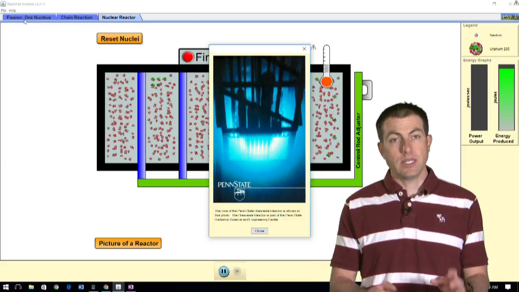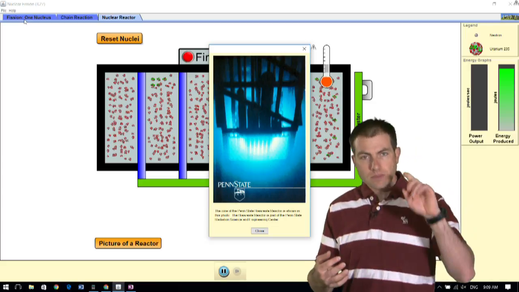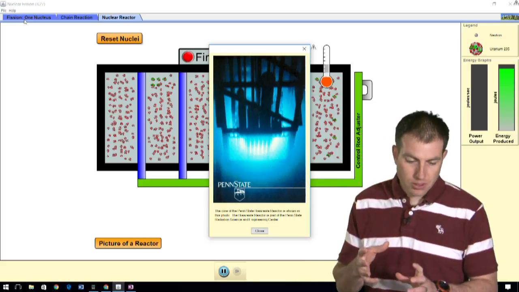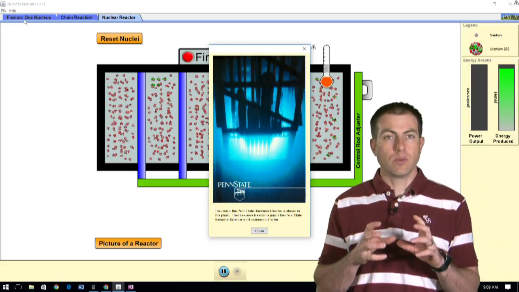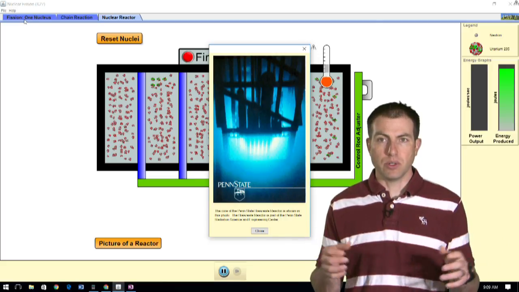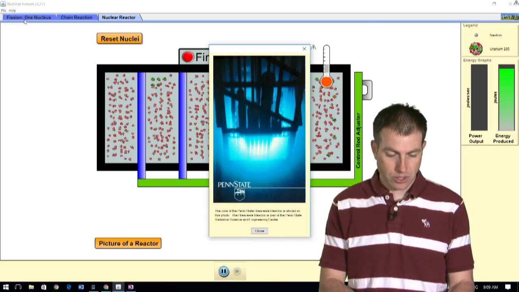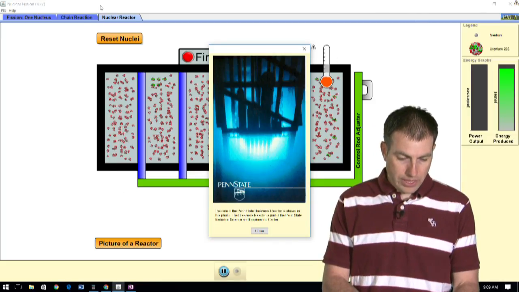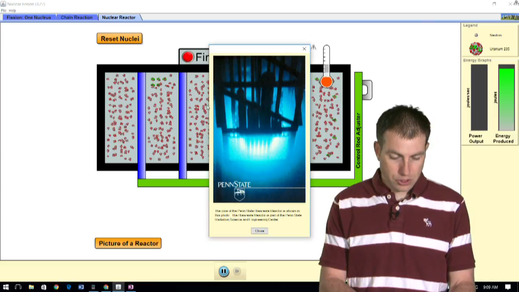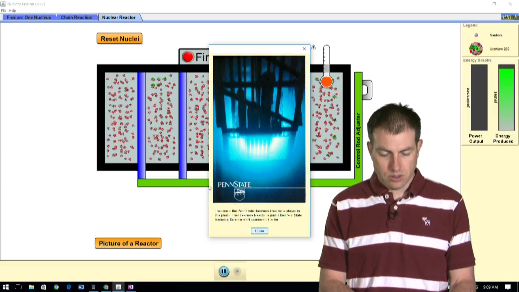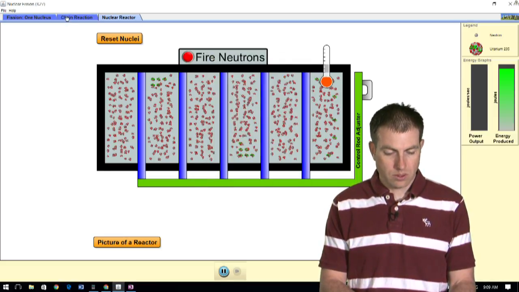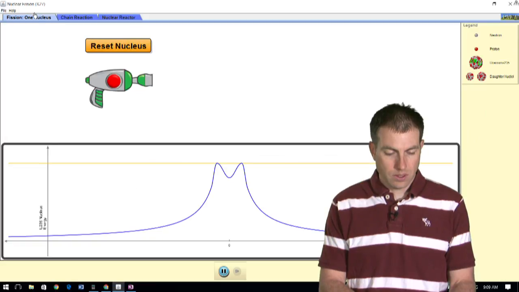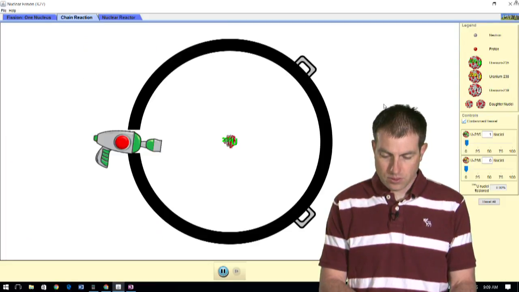So those are the ideas. Chain reactions: a neutron is absorbed, things break apart, it creates 3 more neutrons, and the reaction occurs very, very quickly. Anybody have any questions about nuclear reactors, chain reactions, fission, and anything to do with those 3 ideas?